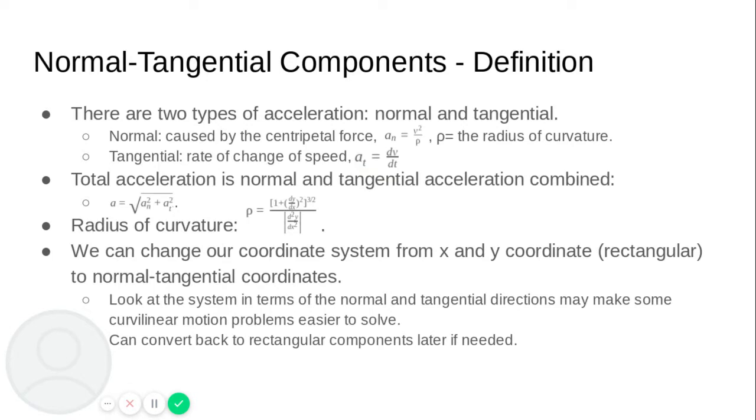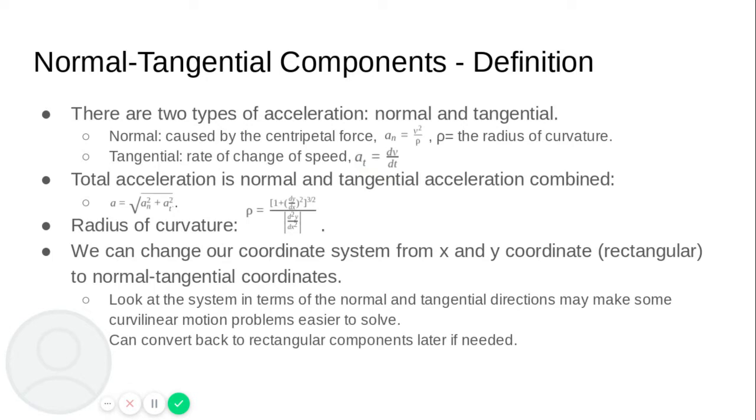The tangential acceleration is the rate of change of speed, and its direction is tangent to the curve. This is the same as any other rate of change of speed, any other acceleration. Tangential acceleration is simply dv over dt. The total acceleration is the normal and tangential acceleration combined. So this would be if you squared both, added them, and square rooted it. This is very similar to what we saw in rectangular components as well.